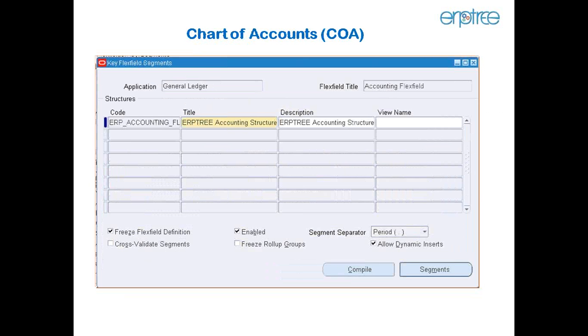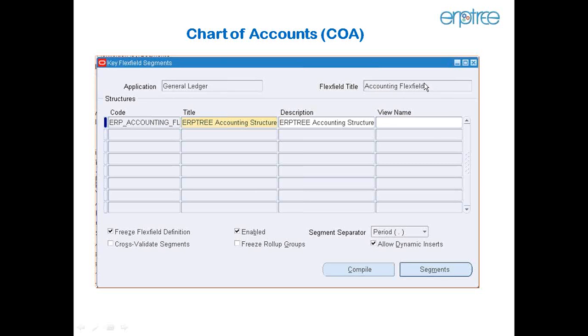So this is a place where we can create our chart of accounts. See, the application is general ledger. Within the general ledger application, which feature do we have? Accounting key flexfield. Here the display name they have given is accounting flexfield, but the actual name is accounting key flexfield.